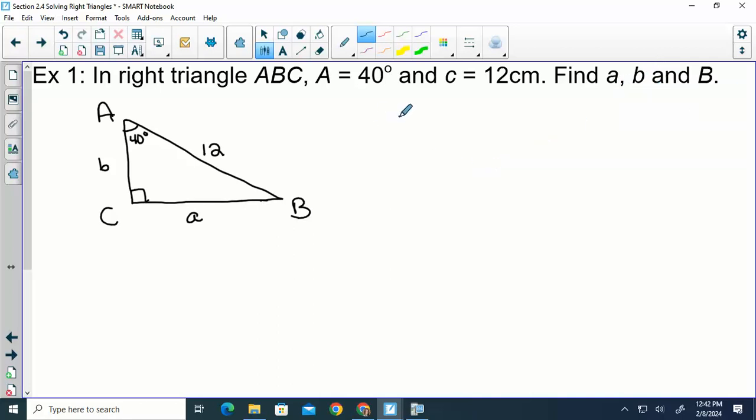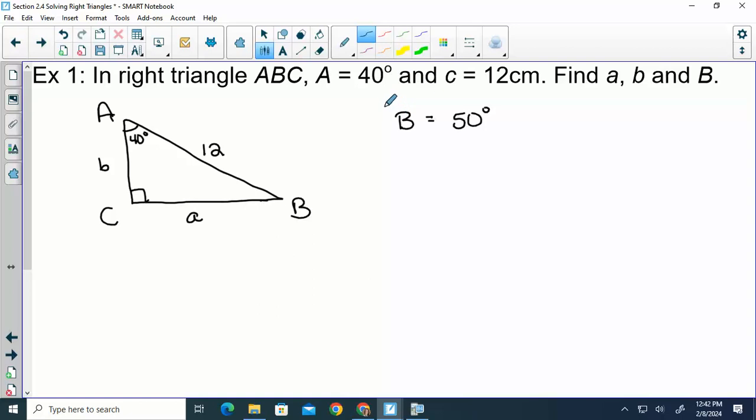Probably the easiest thing here is angle B. How do we get that? Add them up and then subtract. We know in a triangle all the angles always add up to 180. So if this is 90, 180 minus 90 is 90. 90 minus 40? 50. Do I need to write down how I got that?